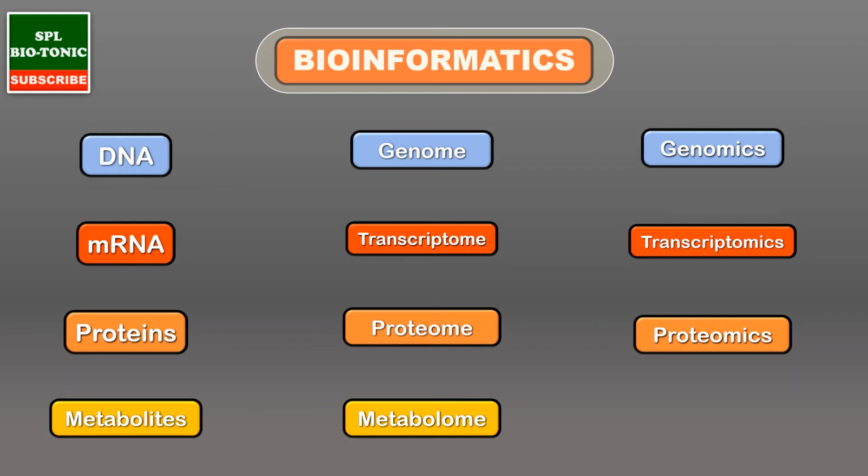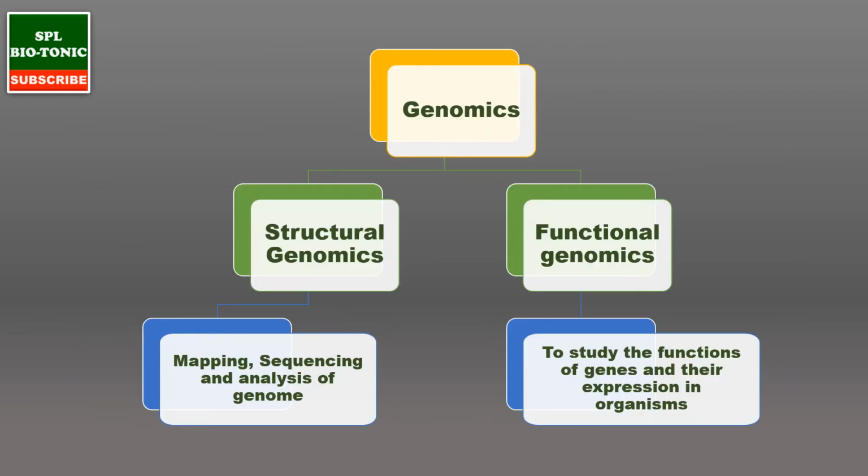Students, we can broadly divide genomics into two categories: structural genomics and functional genomics. In structural genomics, we try to understand the actual structure of the genome through mapping, sequencing and analysis. And in case of functional genomics, we try to understand what the functions of the genes are and their expression in an organism. Now we can use various technologies like microarray technology to understand gene expression.